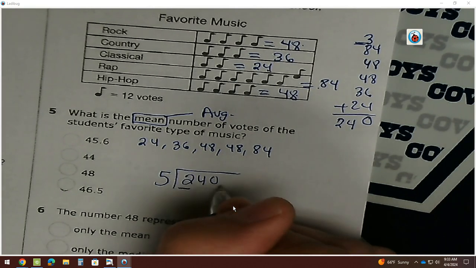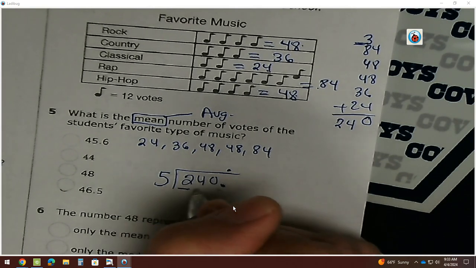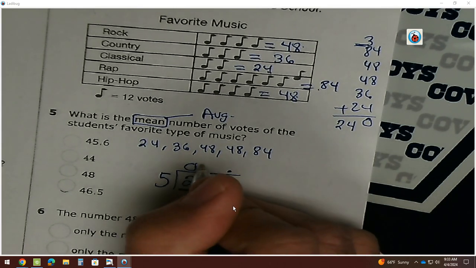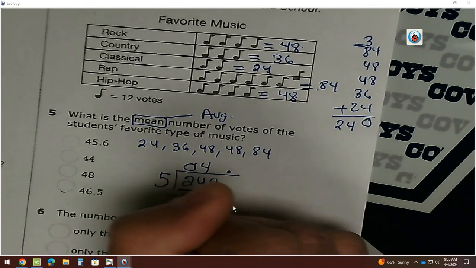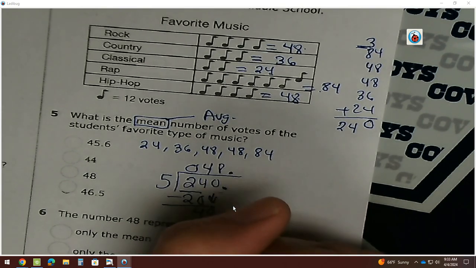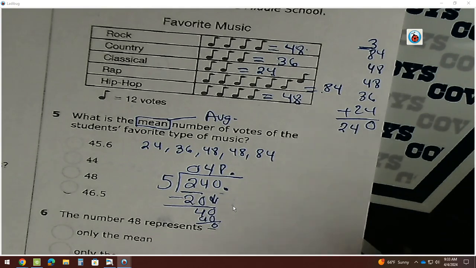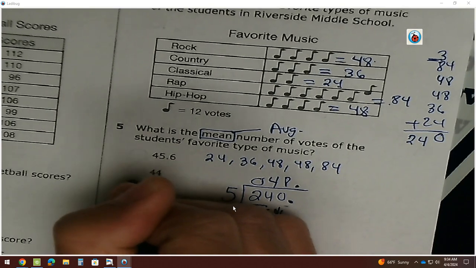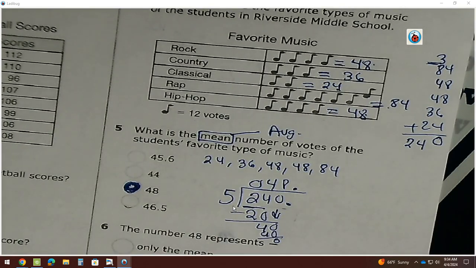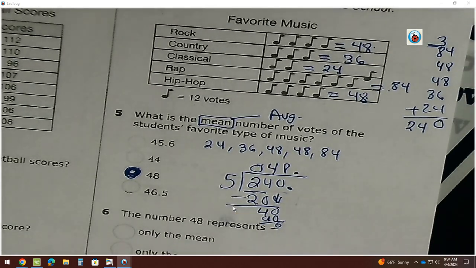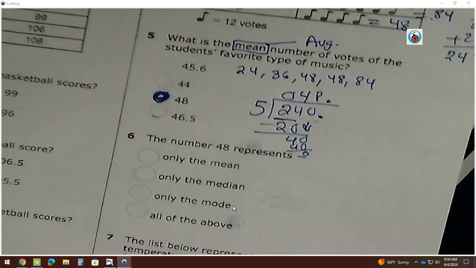Is 2 enough? Put your decimal at the end before you forget about them. Is 24 enough? Yes. Yes, times what? 3. Times what? 4. Times what? 8. So what is the average? What's the mean for this data? 48. Questions? Any questions? Okay, the next one.